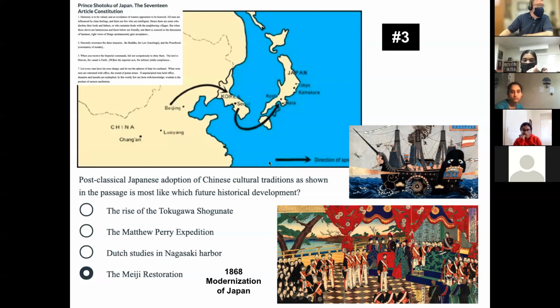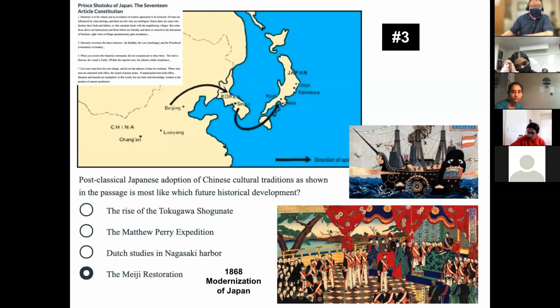Okay. So if that's the pattern happening in this Japanese constitution, Chinese influences, the future historical thing that is like the Japanese borrowing from another culture is this last one, the Meiji Restoration. Because these other 3 are the Japanese isolating themselves and trying to prevent foreign influence.